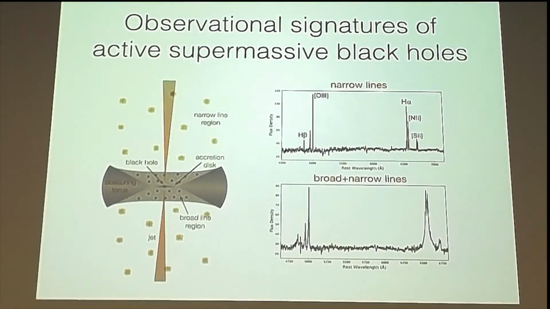So I just wanted to give a little overview of some of the signatures that we look for when we search for active black holes. So on the left there, you have my beautiful artwork of what is called an active galactic nucleus.